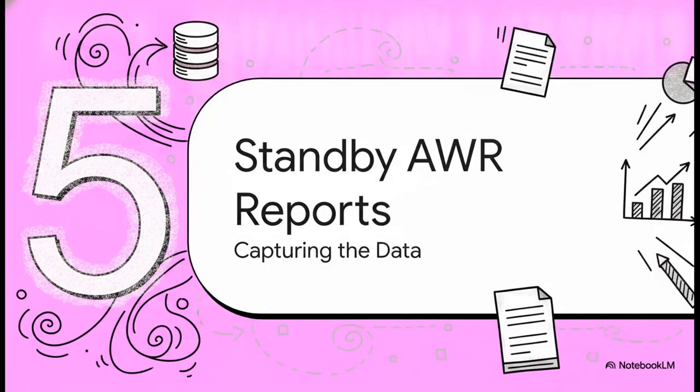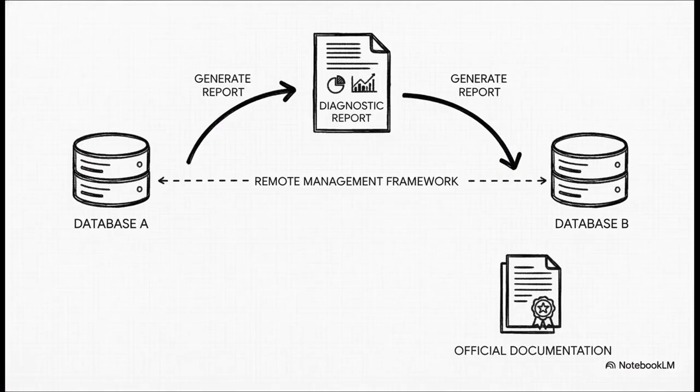And that brings us to the payoff. Section 5, generating standby AWR reports. This is where all that configuration work actually bears fruit. With the framework fully configured and your topology live, those frustrating days of primary-only data are totally behind us. First off, you can now generate remote snapshots directly from the standby. Whenever you're ready to see the data, just run the good old awrrpt.sql script to extract your report.